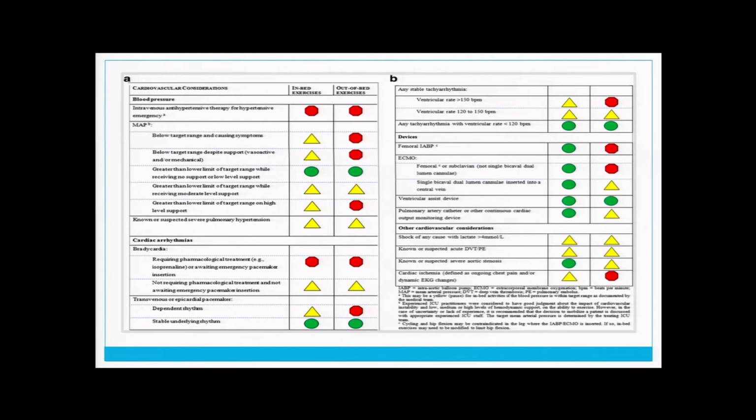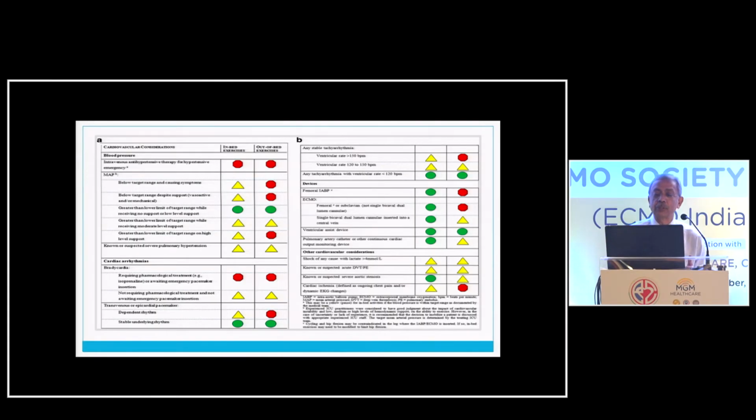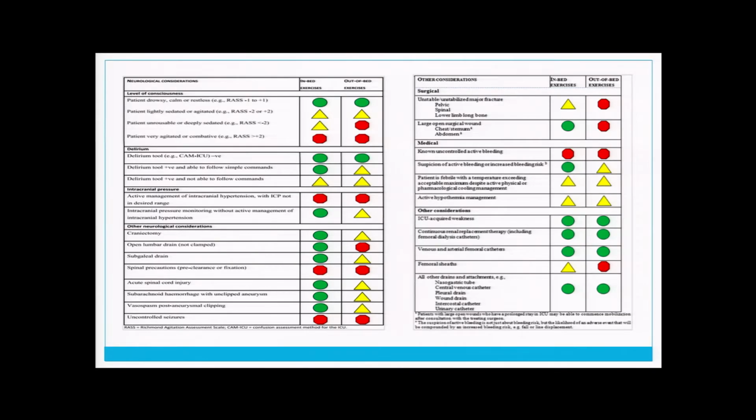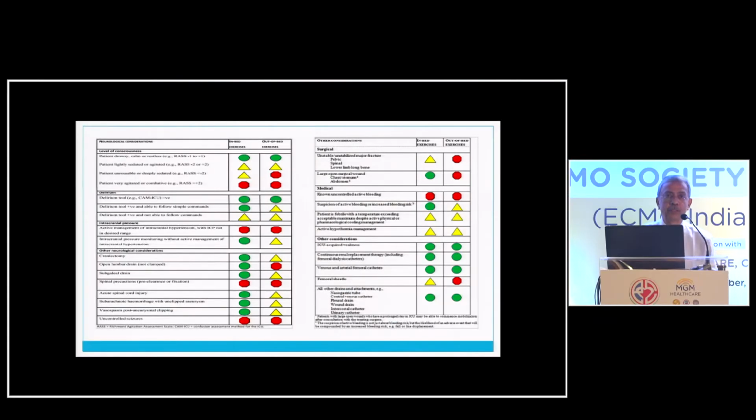Also, consider when the blood pressure is fluctuating, bradycardia, and transvenous or epicardial pacemakers. The right-hand side shows the femoral IABP, and there is a green signal that we can proceed with IABP patients. And with ECMO patients, when the cannulation is femoral or subclavian, not single or bicaval dual lumen cannula, we can still proceed. And also, in the end, with ICU acquired weakness, we can proceed with in-bed exercises as well as out-of-bed exercises. With continuous renal replacement, CRRT, we can still do the out-of-bed exercises with great care.